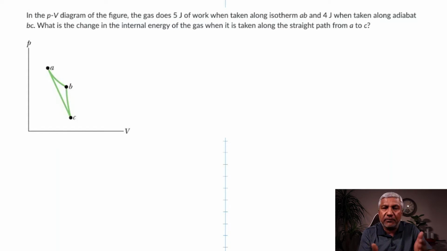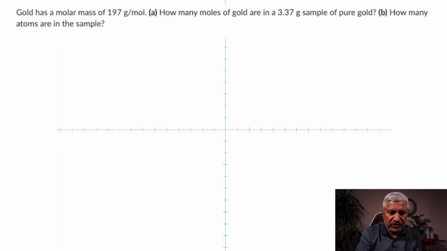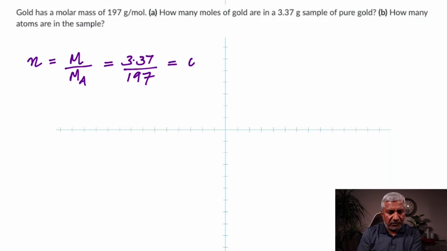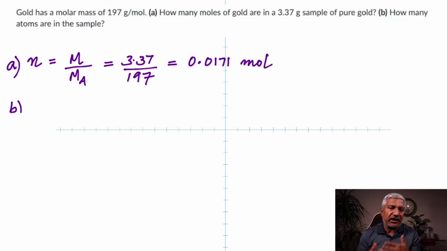So how do you find the number of moles? You just take the mass in the sample divided by the molar mass. What is the mass in the sample? Come on. 3.37 gram. And then you divide the 3.37 by the molar mass. Since both are in grams, it's a ratio now. And you will get the answer. So 3.37 by 197 gives you 0.0171 moles.